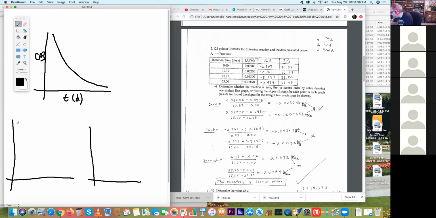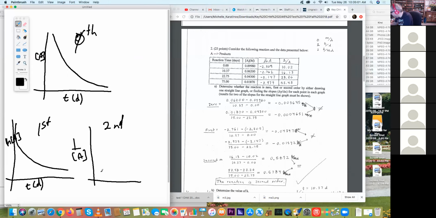The other one is also going to look like a curve, and that would be natural log of A on the y-axis, and again time in days on the x-axis. And that's for 0, that's for first, and this is for second order, and this will be 1 over A, and it's going to look like this. So that one is actually going to be a straight line.